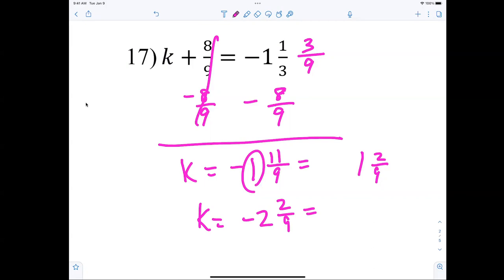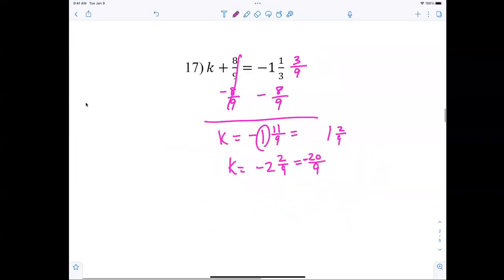Now, some of you also, because I told you in advanced math, we're going to write as an improper fraction. So what's 9 times 1? Plus 11. 20 over 9. Don't forget the negative. Those are your two options. All right, those are your two options.